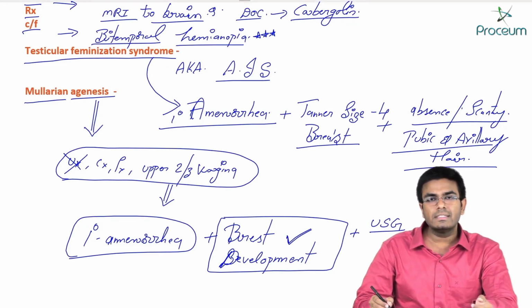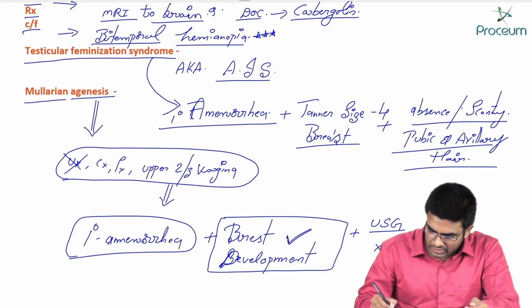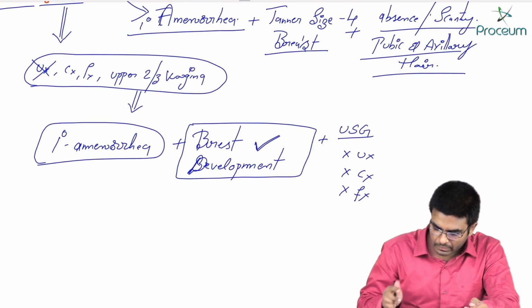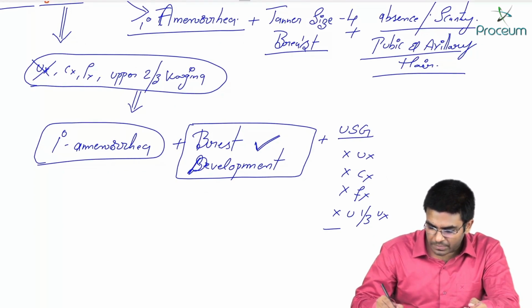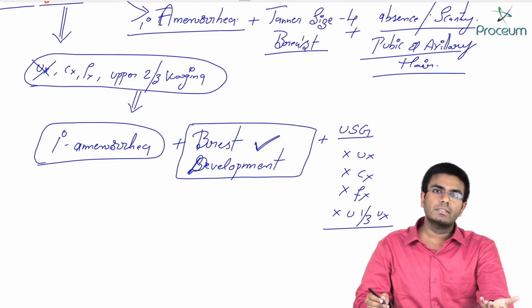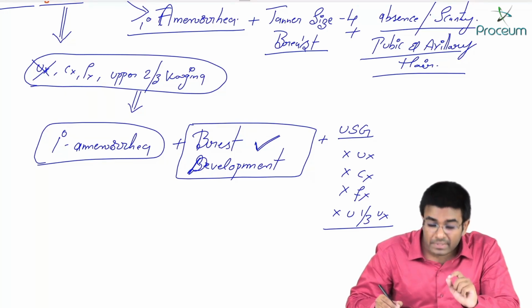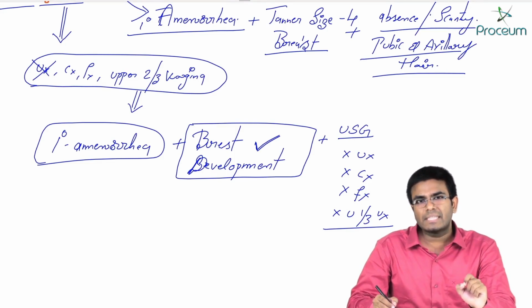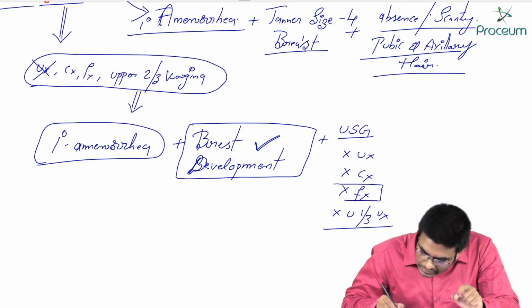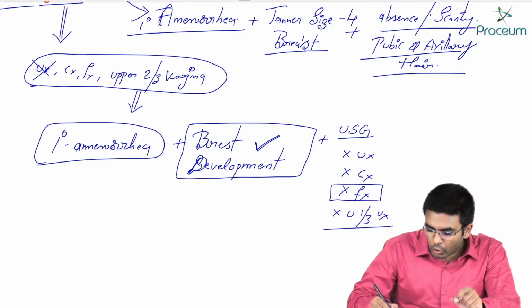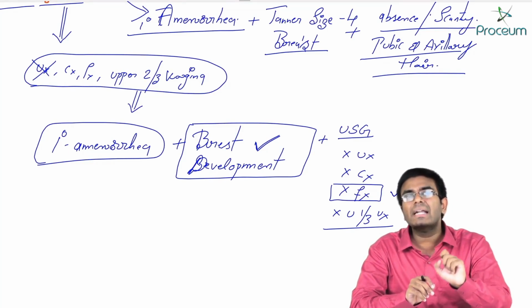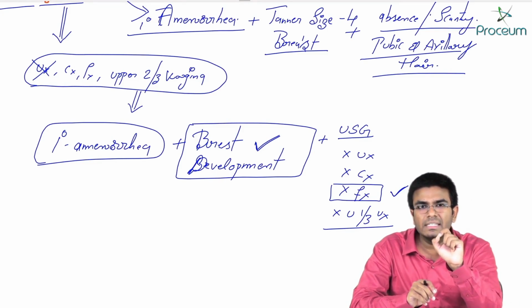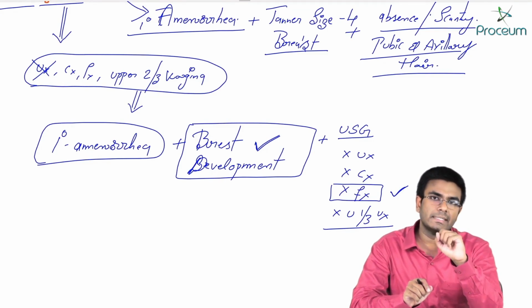Upon ultrasonography, there is no uterus, no cervix, no fallopian tubes, and the upper two-thirds of the vagina is also absent. Why? Because of Mullerian agenesis. But sometimes in the question, this is a keyword, a small part of a fallopian tube can be present. In Mullerian agenesis, a small part of the fallopian tubes can be present.